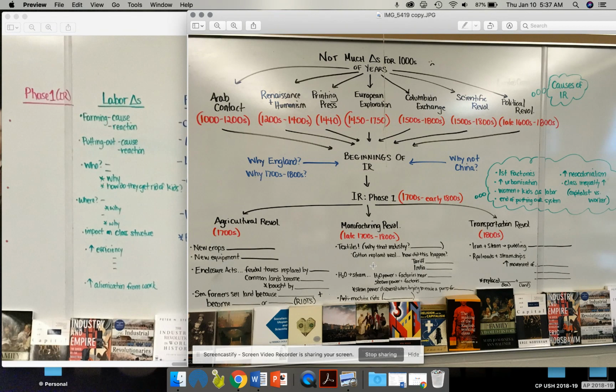Now, the interesting thing is, how do they discover steam power? Well, as they deforest the country, they have to dig deeper and deeper to get coal for fuel and other things.